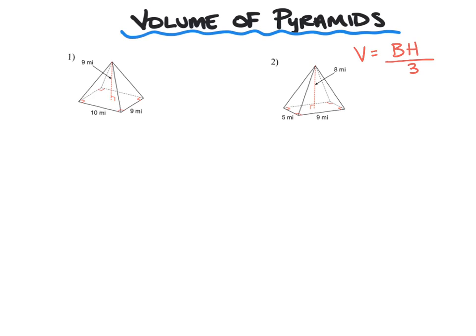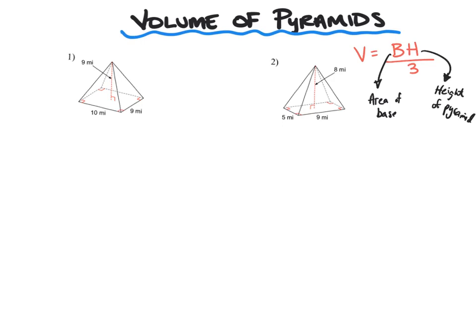So the first thing we're going to do is see what our bases are. That big B stands for the area of the base. So let's identify what our base is first. And that big H is the height of the pyramid.